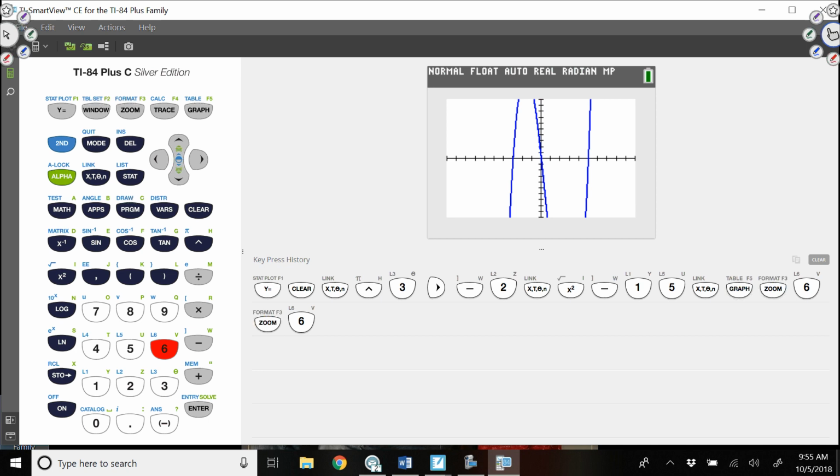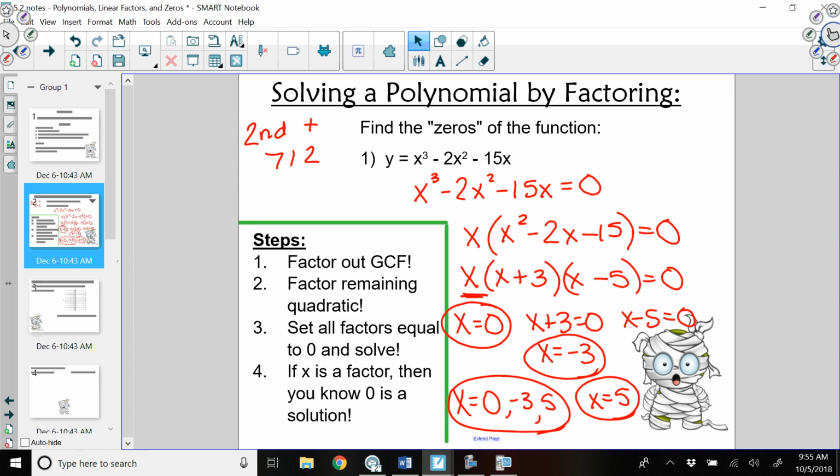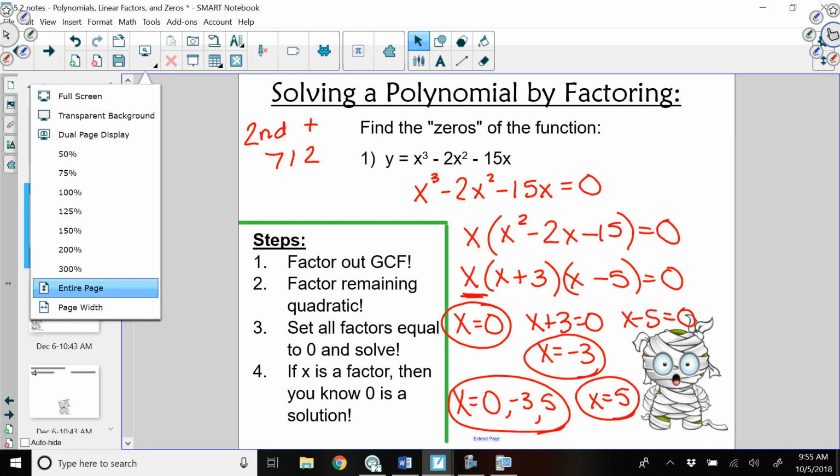Now, as far as, okay, I can't see the vertices, but what was the point of this I was hoping you would look at? Where does it cross the x-axis? 0, -3, and 5. What did we just solve? Oh, there's that connection. Yeah, it crossed at 0, -3, and 5. Those are the exact answers that we just found here. Yay! Connections made. It's cool, right? I think it's cool.